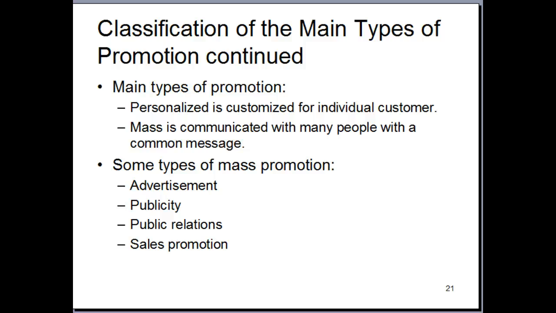The second type is mass promotion. Mass promotion may even be a road sign that has an advertisement up on it, and people are driving up and down the highway, so a lot of people see that sign, but they all get the same message. That would be mass promotion. Some types of mass promotion include advertisements, publicity, public relations, and sales promotion.